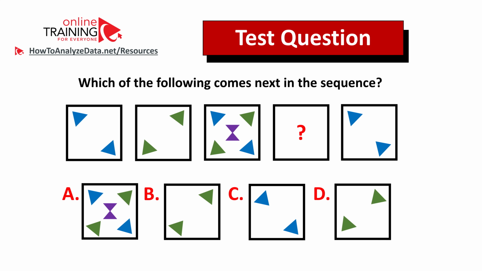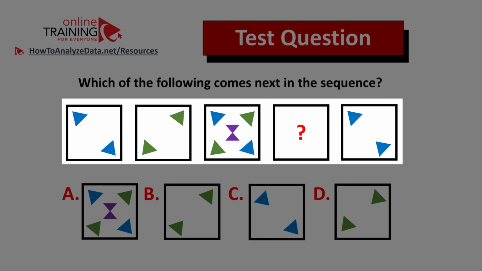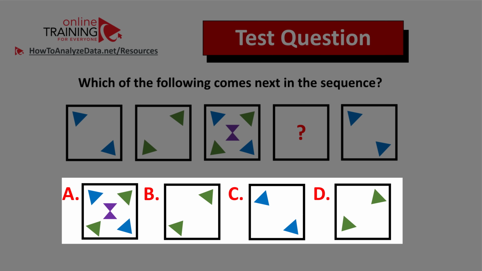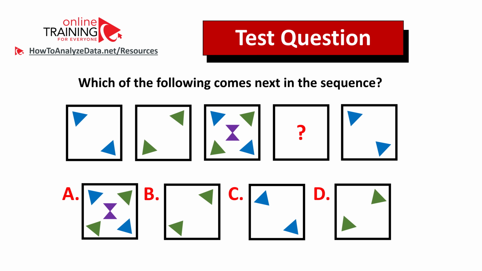Here is the question from the test you can try to solve on your own. Which of the following comes next in the sequence? You're presented with the sequence of 5 squares, and square number 4 is missing. You also have 4 different choices to answer this question. Choices A, B, C, and D. Do you think you know the answer? One tip for you here, always look for patterns.